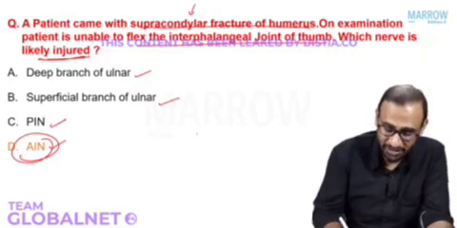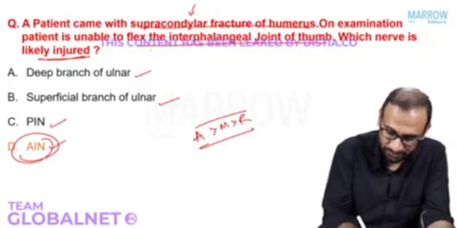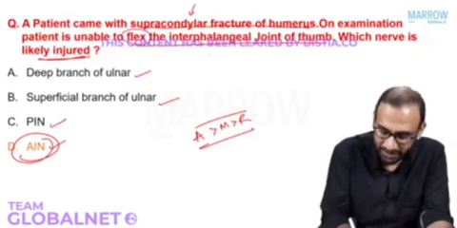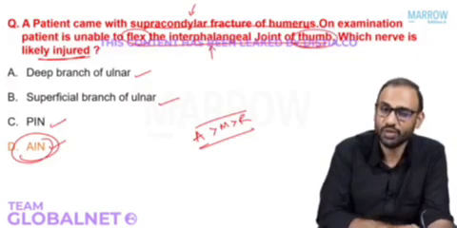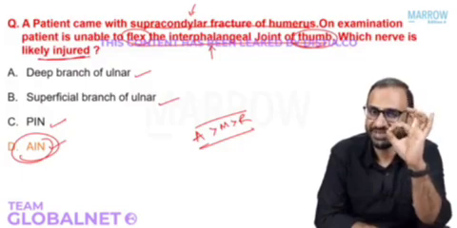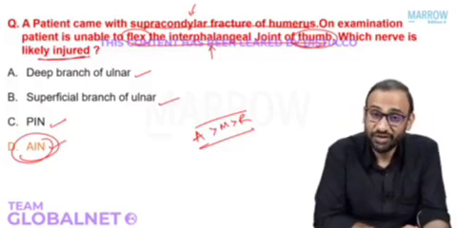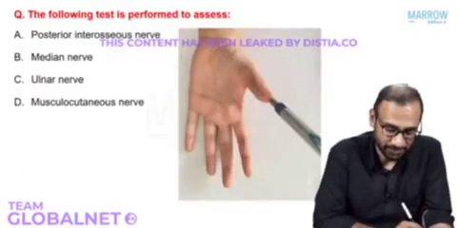Supracondylar fracture of humerus injures anterior interosseous more than median, more than radial. First hint. Second hint, unable to flex the interphalangeal joint of the thumb. So which sign are we talking about? Yes, Kilner-Lewin sign or weak OK sign.